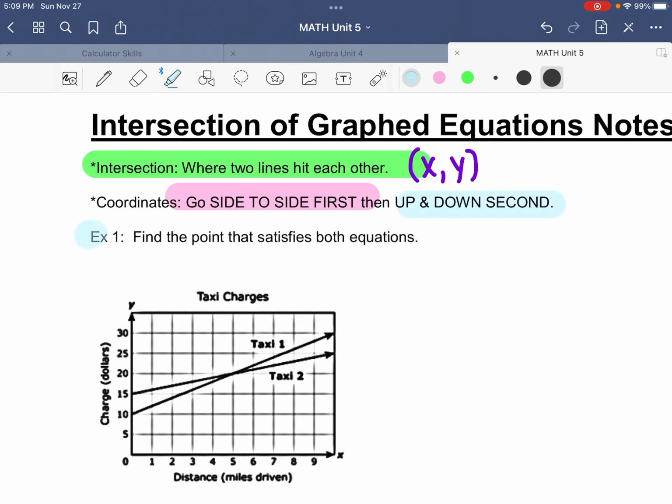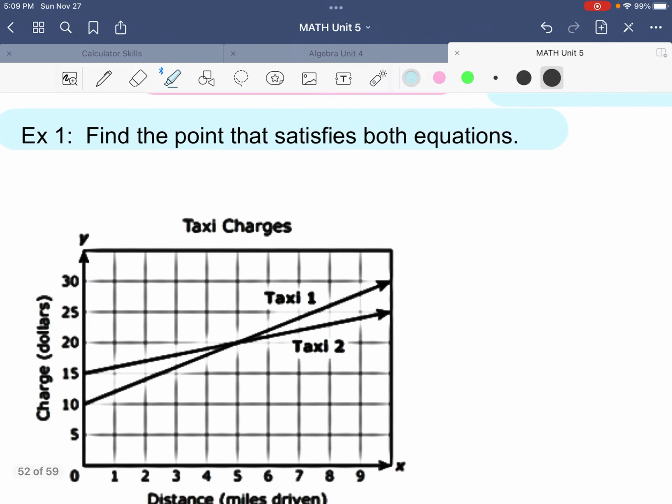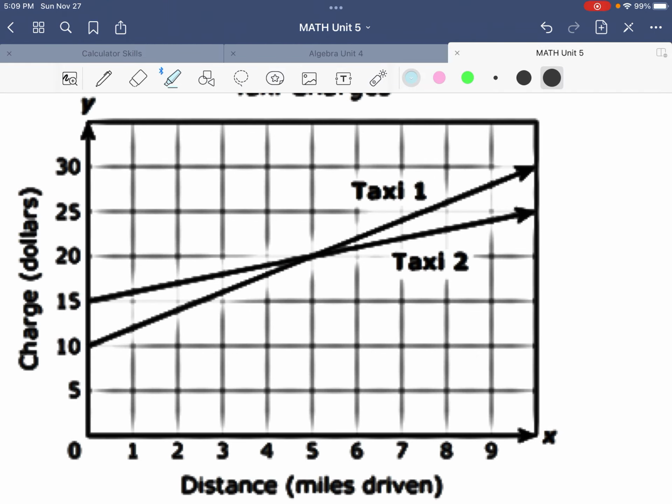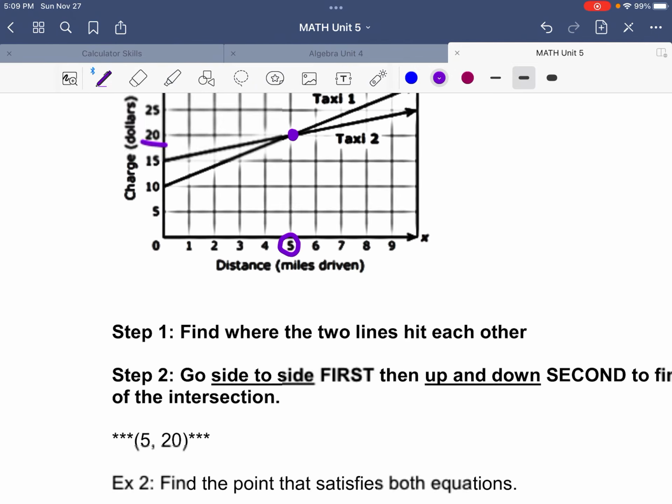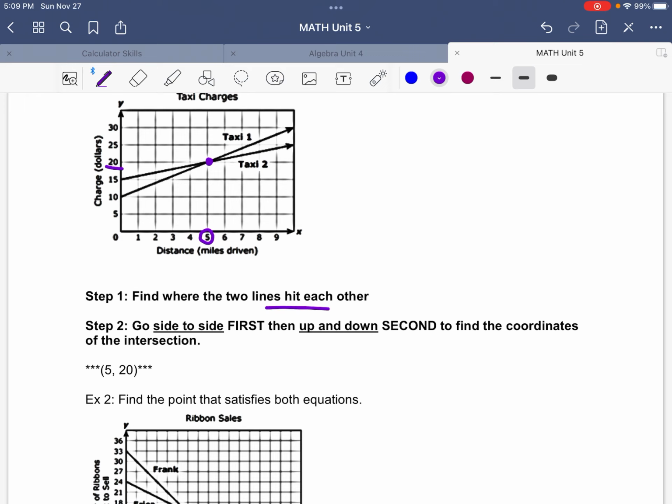So example 1, find the point that satisfies both equations. I'm going to zoom in on this graph so we can see it really clearly. It's obvious to me that these two lines intersect at that point right there. And so I can look on the bottom and see that that is the point where x equals 5. And then I can look on the side and see that that's the point where y equals 20. So we find where the two lines hit each other. Go side to side first, then up and down second to find the coordinates of that intersection.